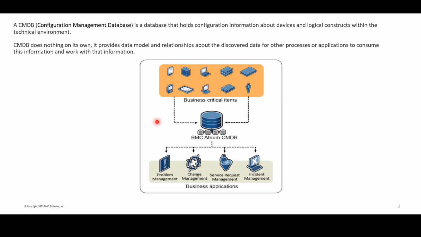All this data is termed CI, which is nothing but configuration items. If we see this diagram, BMC Atrium CMDB is in the middle. These are the types of data that can be pushed into CMDB, and these are the applications that use it. CMDB holds the data, but it never uses that data. It has no purpose to use that data.